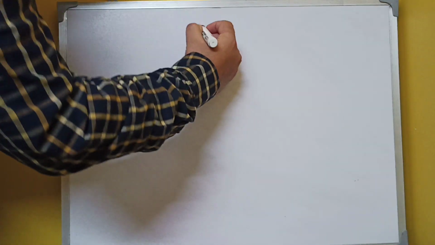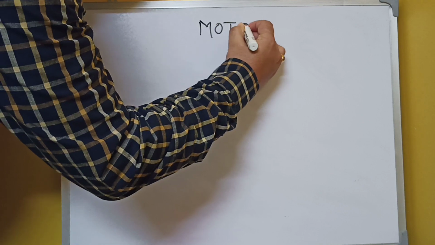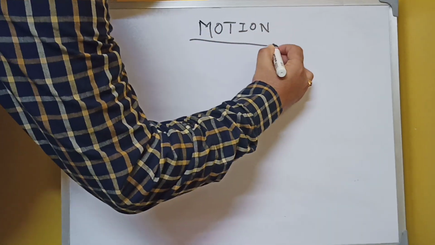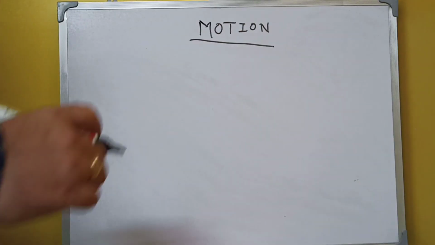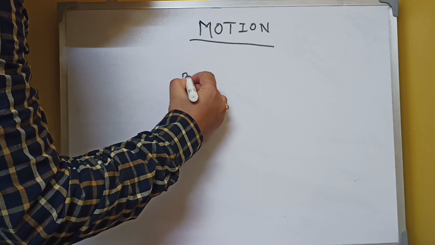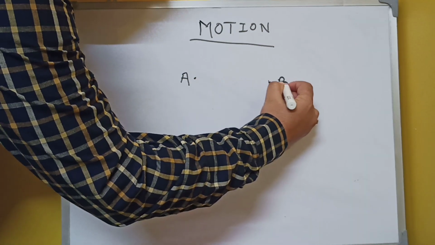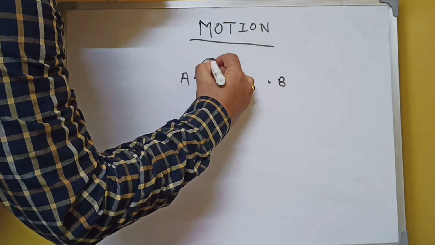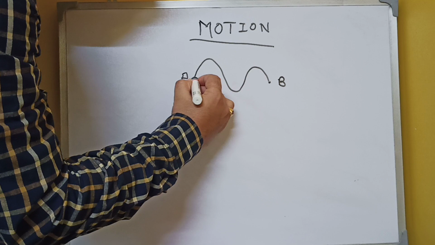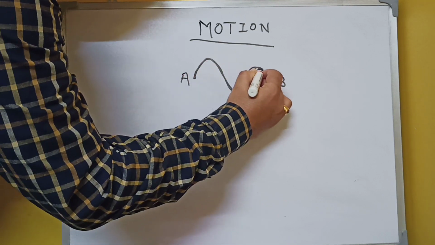Let's start. Motion. When an object is moving, this is called motion. Now, what is a moving object? Suppose this is position A and this is position B. Now the object is moving like that, from the starting position to the last position.